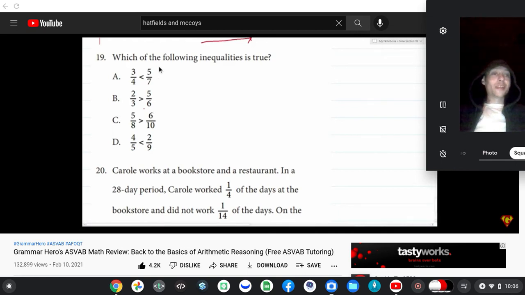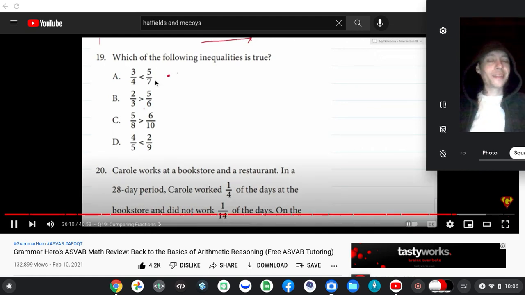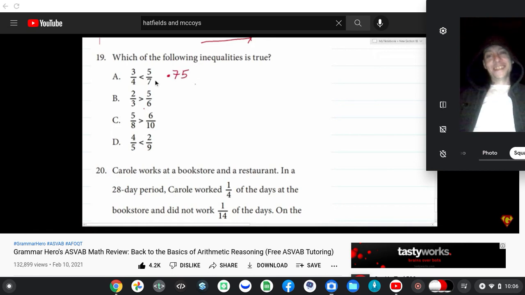Compare. You want less money, military? 5, 7. Do you not know math? So clearly you don't know math. Prior experience is going to be 0.75.